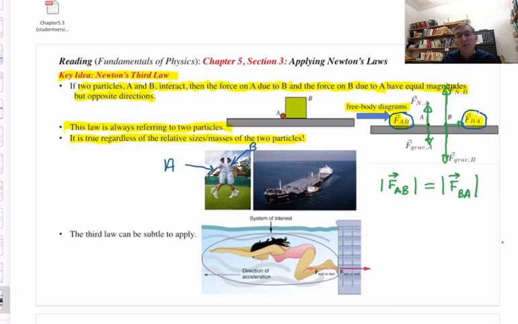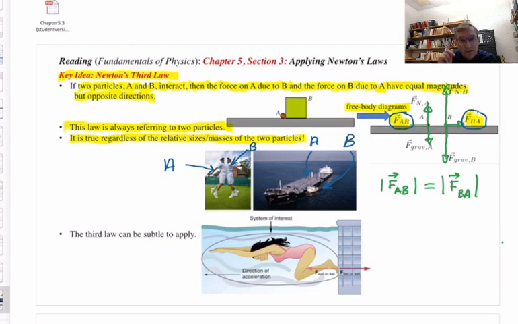It shows a tugboat, the small boat, in contact with a big tanker ship, the big one. And let's call the tanker particle A and the tugboat particle B. They're in contact, so they each exert a force on the other. The force on the tanker A due to B is going to be roughly to our left. And the force on the tug B due to the tanker A is going to be roughly to our right.